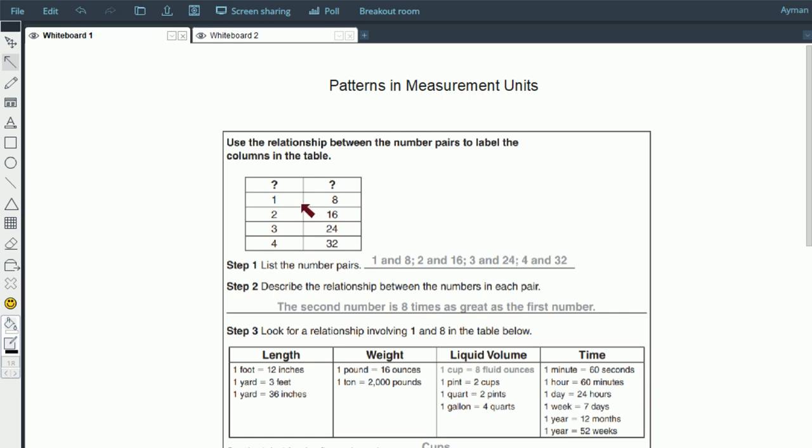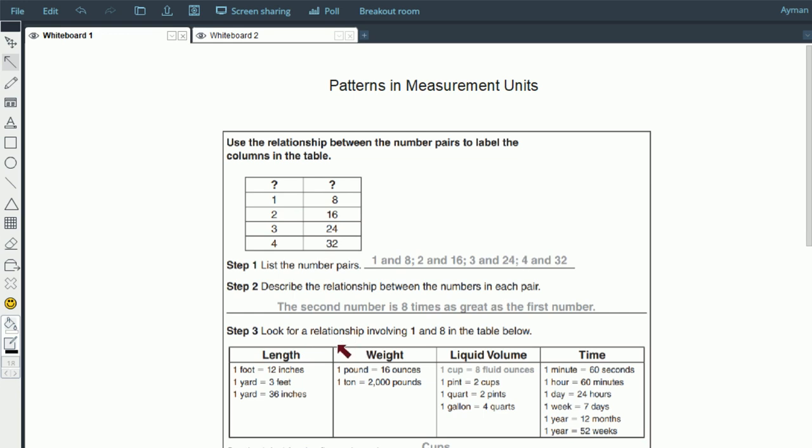And so on. We all know well that to describe the relation between the numbers in each pair, the second number is 8 times as great as the first number. 8 times 1 equals 8, and 8 times 2 equals 16, and 8 times 3 will be 24, and 8 times 4 will be 32.